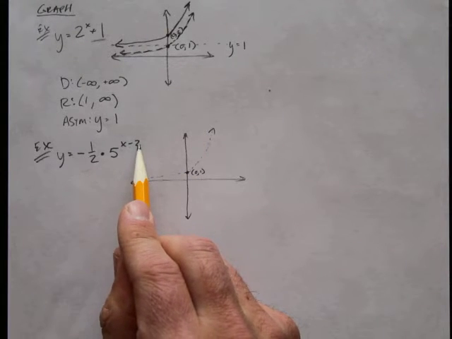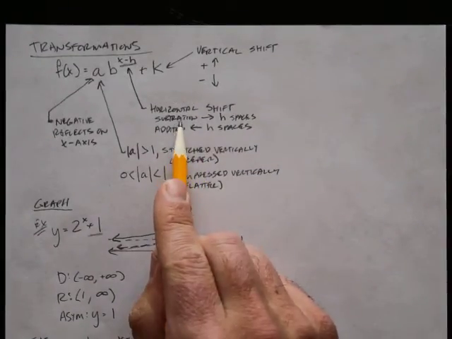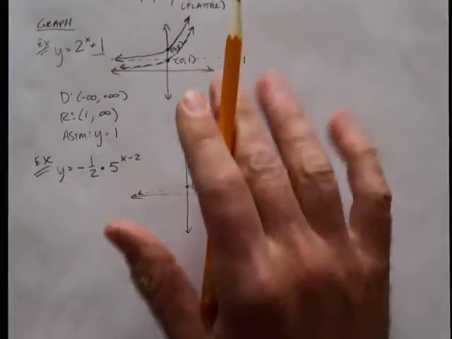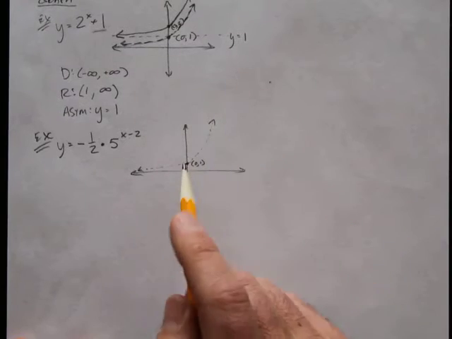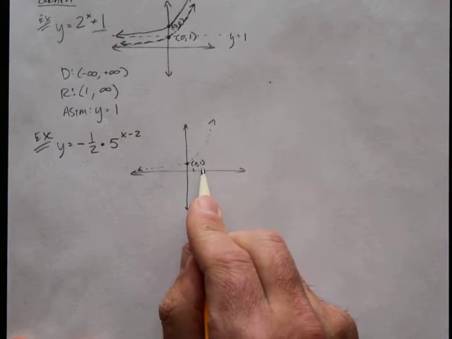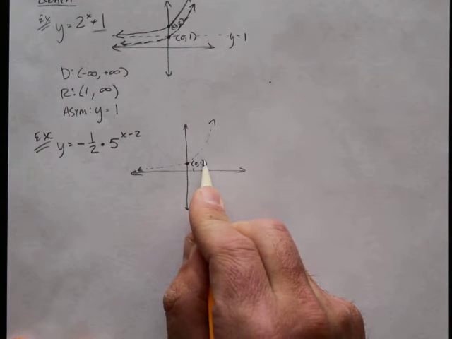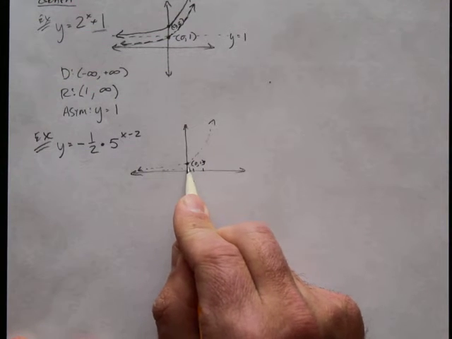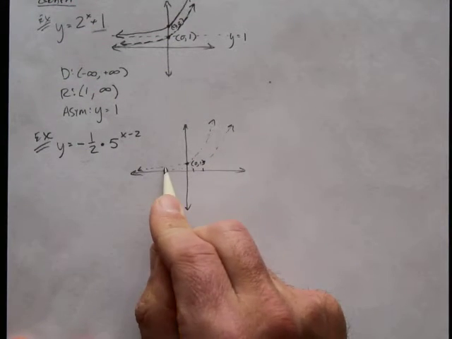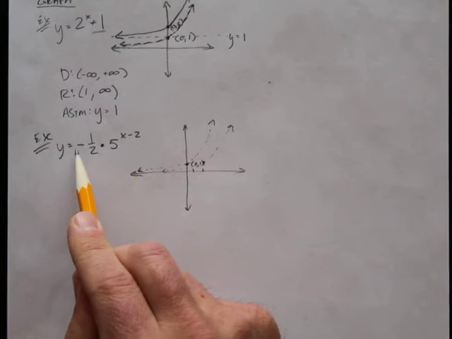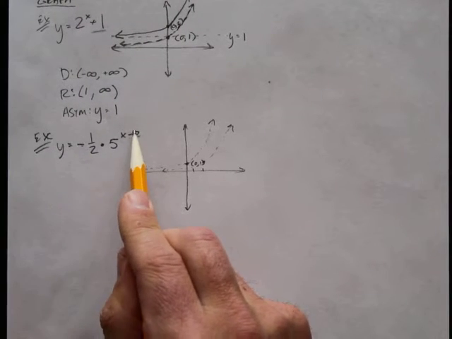So x minus 2. If it's subtraction, I move to the right h spaces. So 2 is my h, so I'm going to move to the right 2. 1, 2, and there's my new point. And I draw my parent graph. There we go. Now this negative, so I'm done with this.